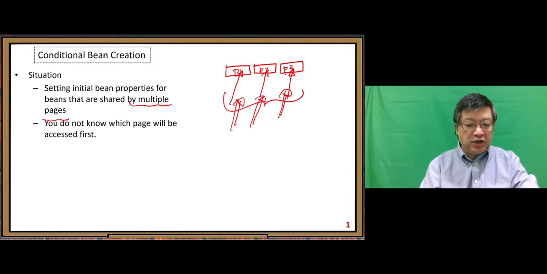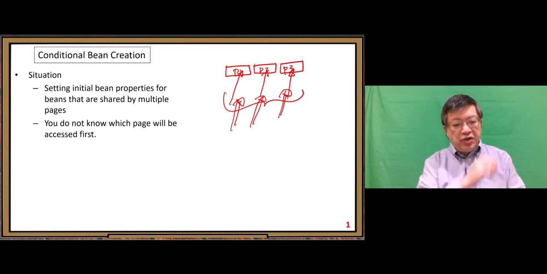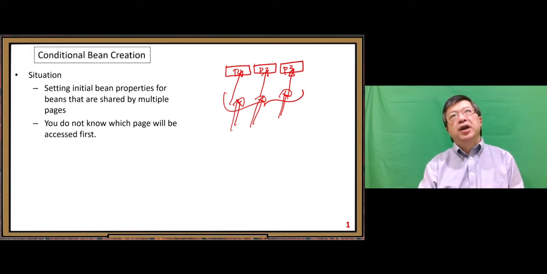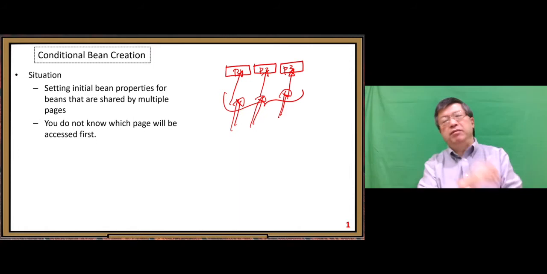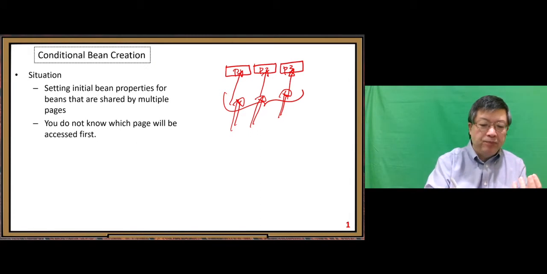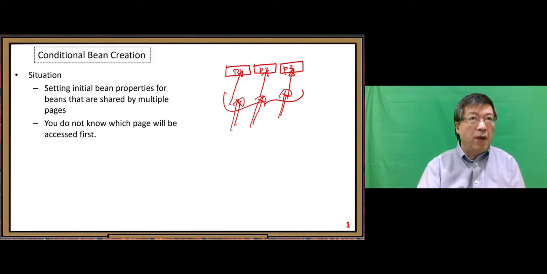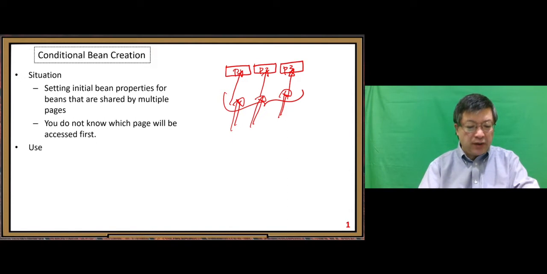Here is the solution in JSP. Under this situation, you do not know which page will be accessed first, so you want to keep it open. Here we mean the first time you visit, the first time you create that bean. The second time, because it already has the initial properties, you don't need to create a new bean. So it is only the first time, that initial state.